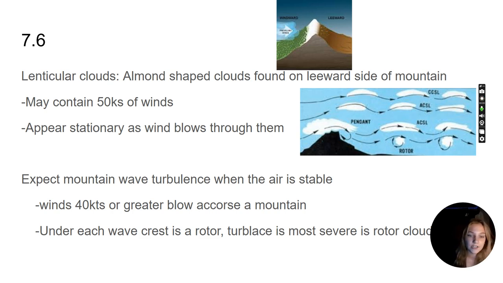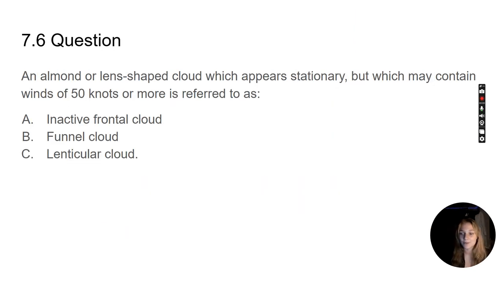Under each wave crest is a rotor turbulence, and it's more severe. And it's the most severe, the rotor cloud. So that's right here. That's the most severe turbulence. I don't know what I meant by a course of mountain. It's been a long week trying to study and make these slides, but ignore that.